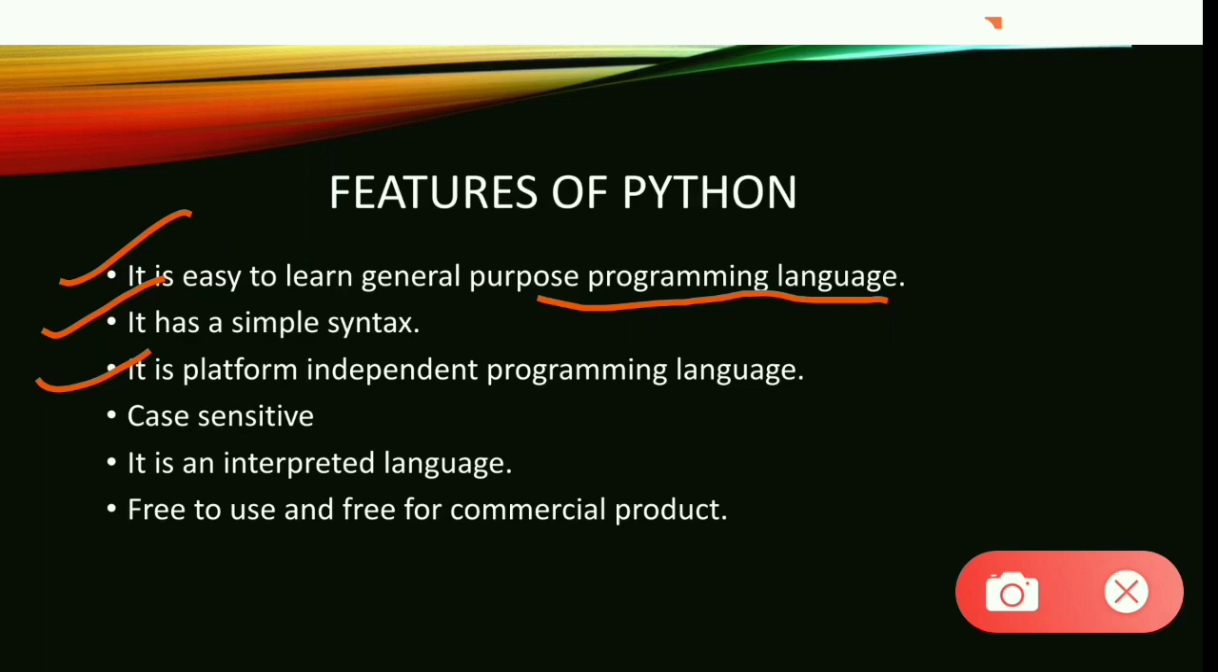Okay, next, case sensitive. Case sensitive means small p and capital P matter here. If you write capital P in place of small p in print, it will show errors, because print starting with capital P is different here, and print with a small p is different here. Okay, next, it is an interpreted language, means it executes the code line by line at a time. This makes debugging easy and suitable for beginners.